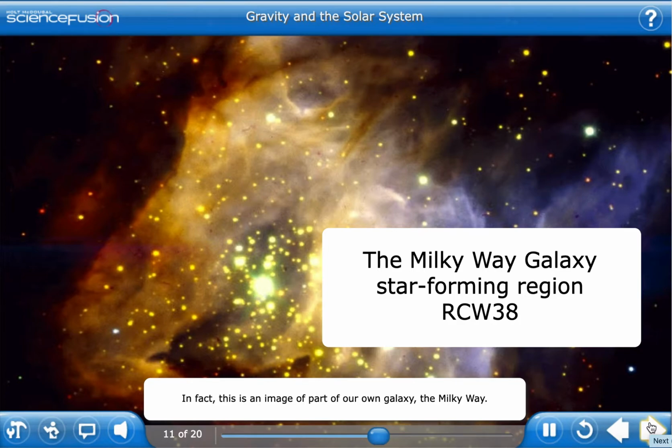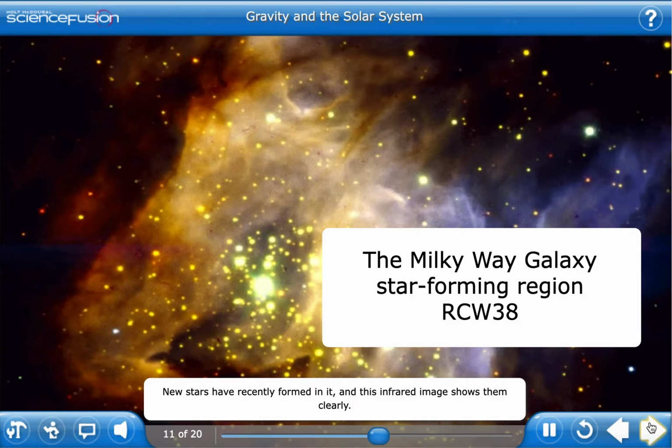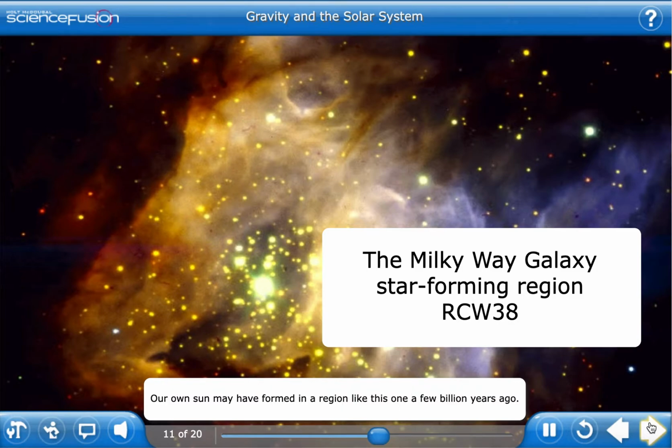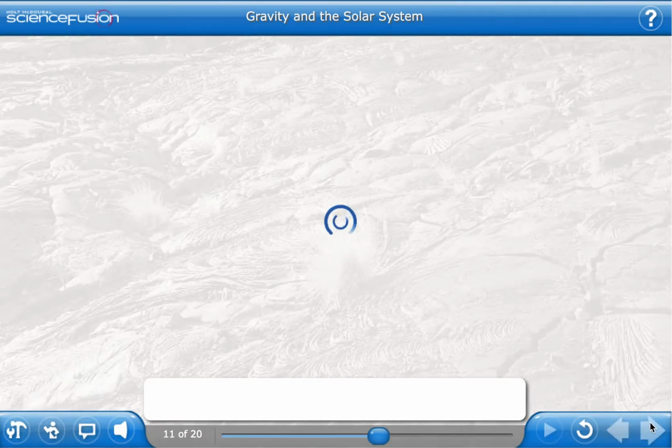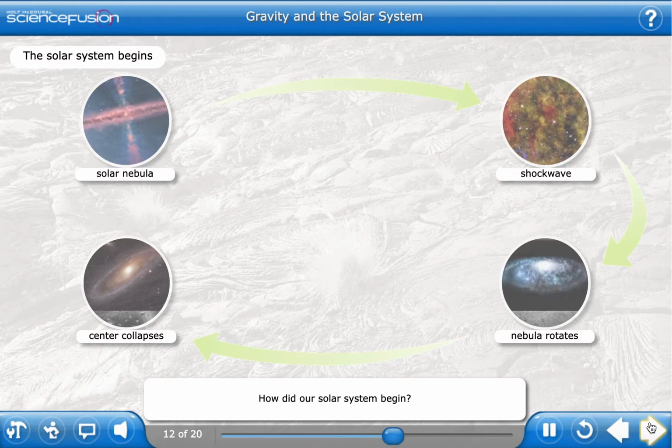In fact, this is an image of part of our own galaxy, the Milky Way. This is a region about 5,000 light years away called RCW38. New stars have recently formed in it, and this infrared image shows them clearly. Our own sun may have formed in a region like this one a few billion years ago. How do you suppose it might have happened? How did our solar system begin? Click the images to see.